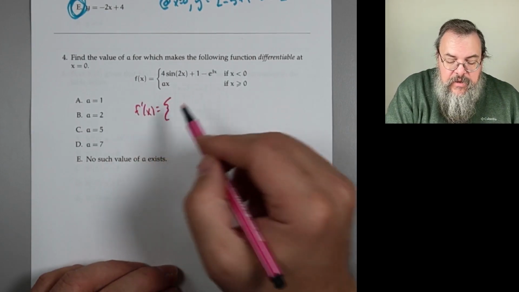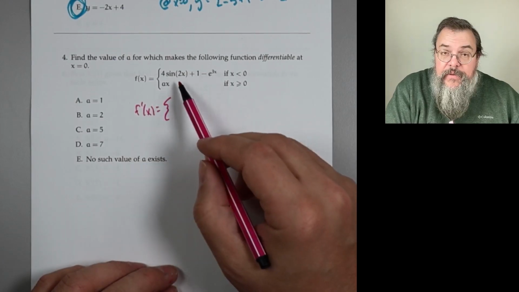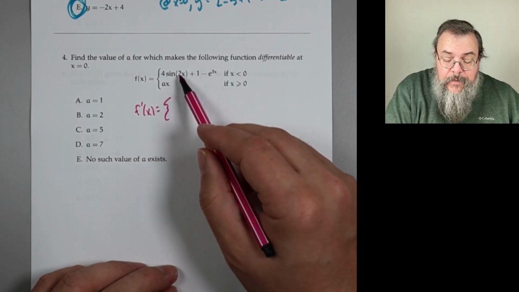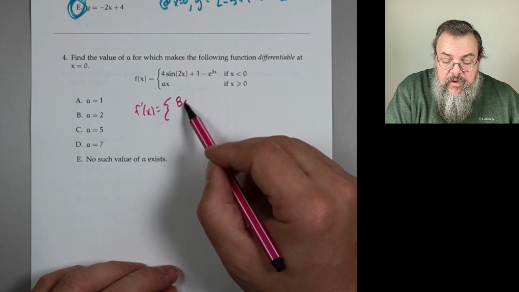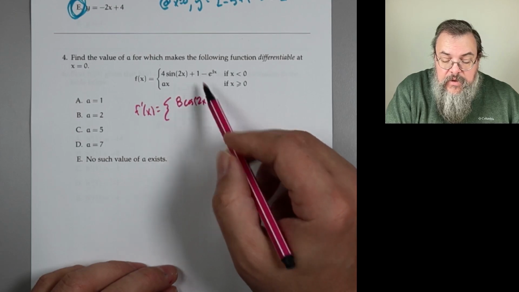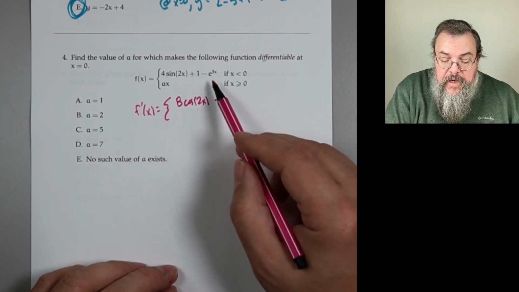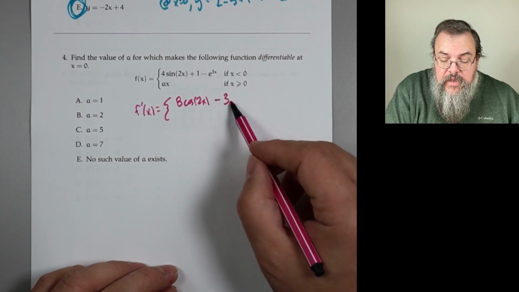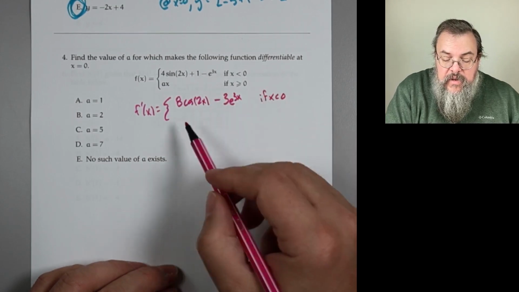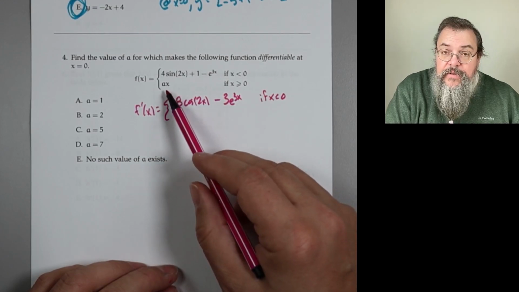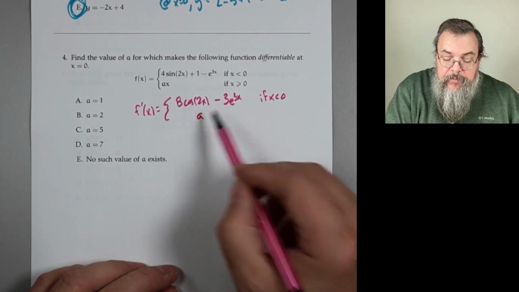Let's take the derivative of each side. Derivative of sine is cosine, and don't forget the 2 from the chain rule. So that'll be 4 times 2 makes 8 cosine 2x, derivative of 1 is 0. Then minus, e to the 3x gives 3e to the 3x. And that's if we're less than 0. Now, if we're bigger than 0, we take the derivative of a times x, which is a.